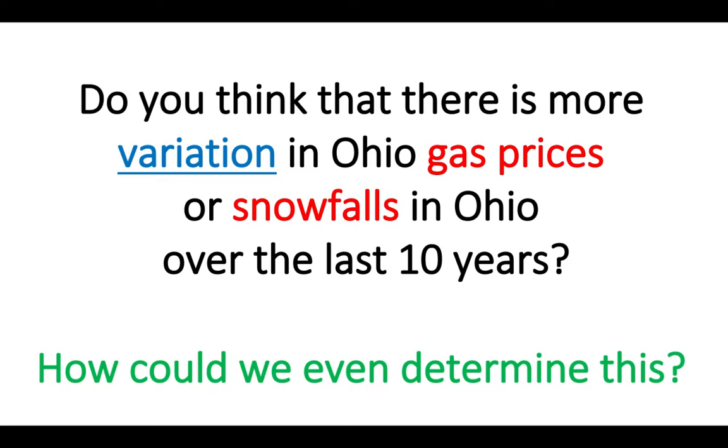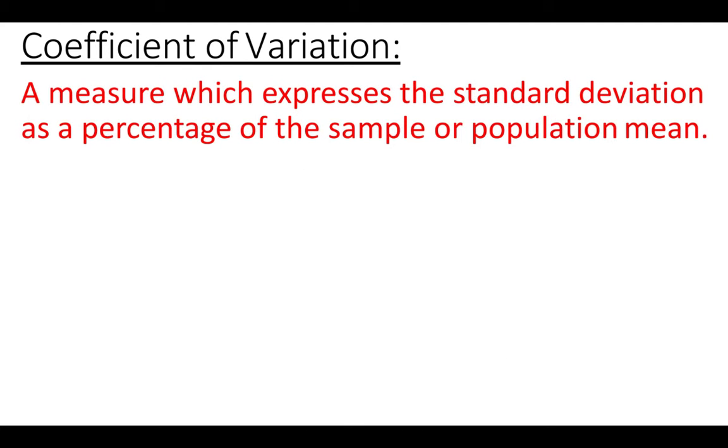So take a second and just take a wild guess. All right, and then the question is, how could we even determine this? How could we compare gas prices, which are in dollars, like $3.02, versus snowfall, maybe 5 inches? They're completely different units. We're talking about completely different things. So how could we even make this comparison? Well, it turns out there is a way we can, and that is something called the coefficient of variation. Coefficient of variation is just a measure that expresses the standard deviation as a percentage of the sample or the population mean. So in other words, the standard deviation is 12% of the mean, or it's 30% of the mean.